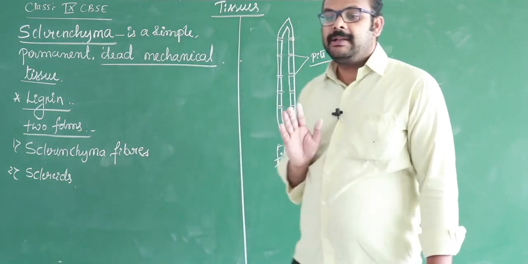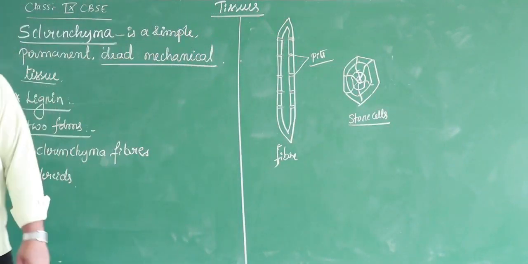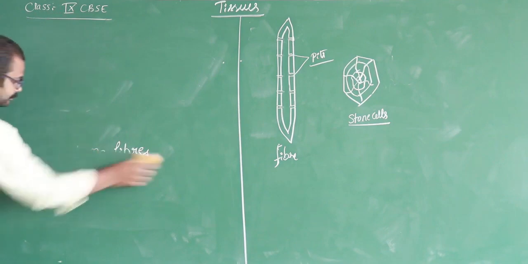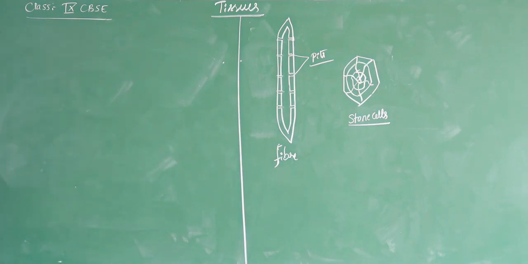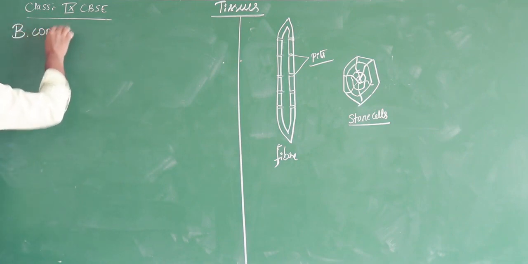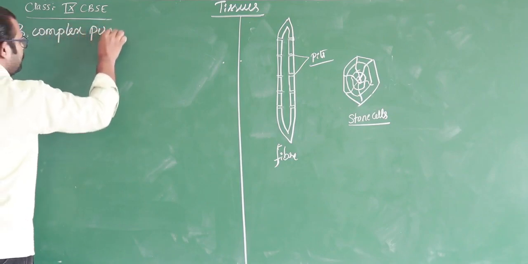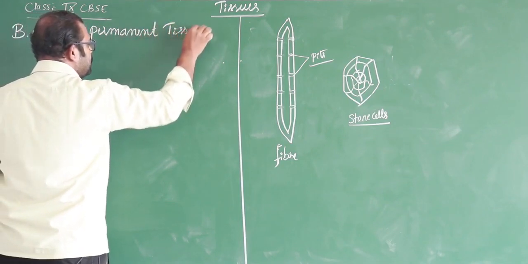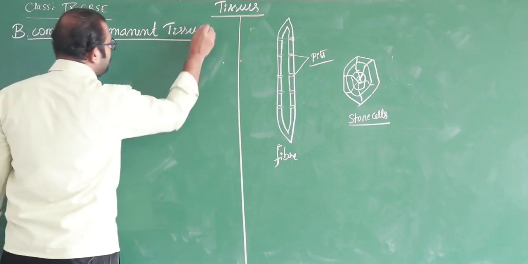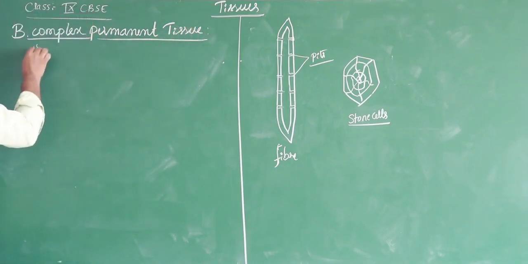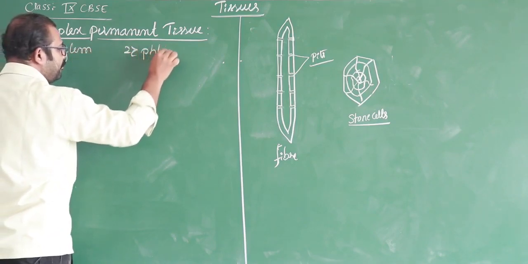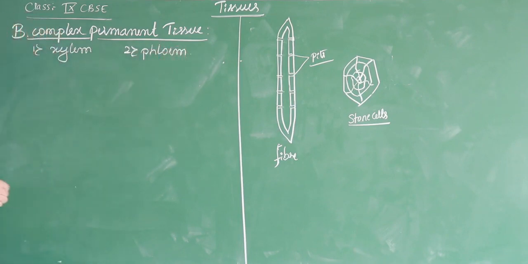This is about simple permanent tissues. Next, coming to the next one, complex permanent tissues. The second type is complex permanent tissue. So this consists of xylem and phloem.